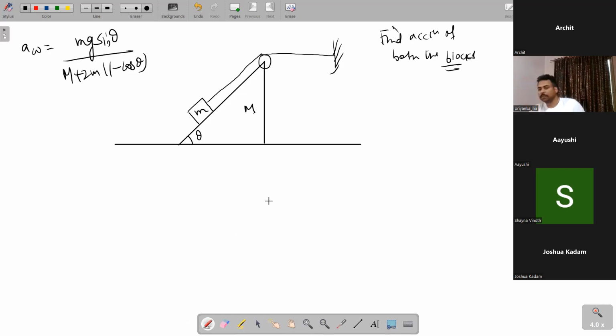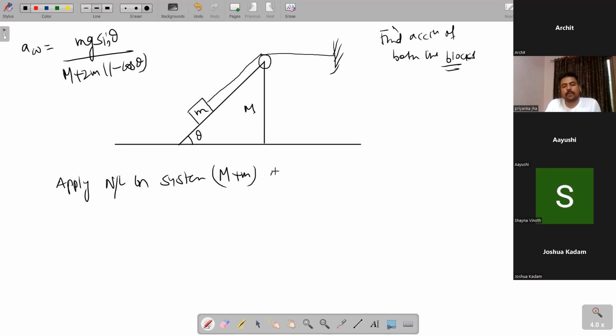Okay, now let me solve. See, you can match your answer. What I'll do, I'll apply Newton's law on system m plus m along horizontal. If I consider this system and apply Newton's law of motion in horizontal direction, then we don't have to worry about this normal that Earth will apply on this because that will act vertically.